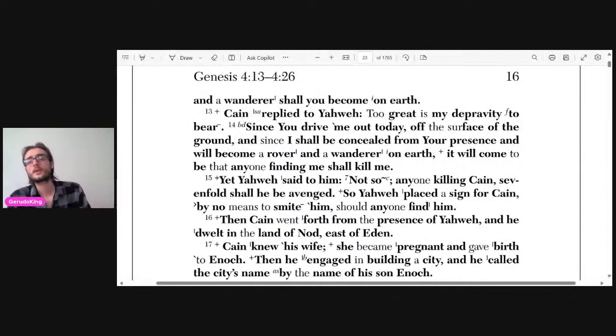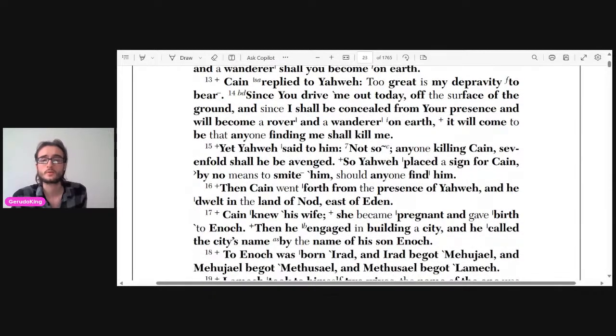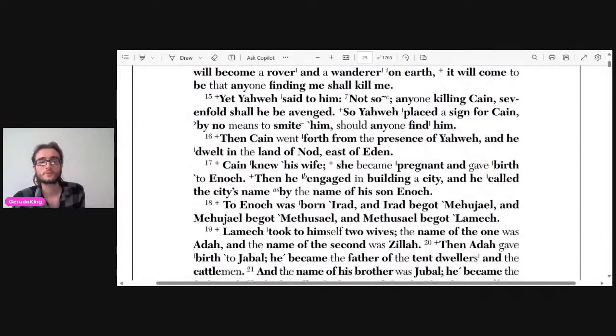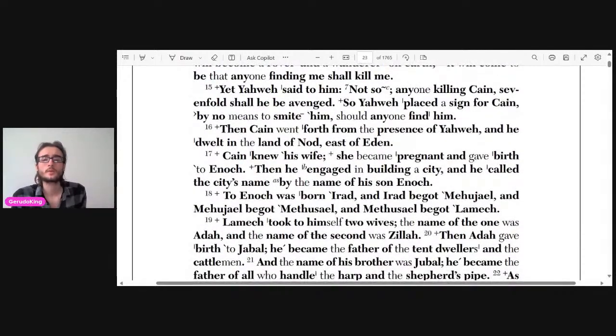Cain replied to Yahweh, Too great is my depravity to bear. Since you drive me out today off the surface of the ground, and since I shall be concealed from your presence and will become a rover and a wanderer on earth, it will come to be that anyone finding me shall kill me. Yet Yahweh said to him, Not so. Anyone killing Cain, sevenfold shall he be avenged. So Yahweh placed a sign for Cain, by no means to smite him, should anyone find him. Then Cain went forth from the presence of Yahweh, and he dwelt in the land of Nod, east of Eden.